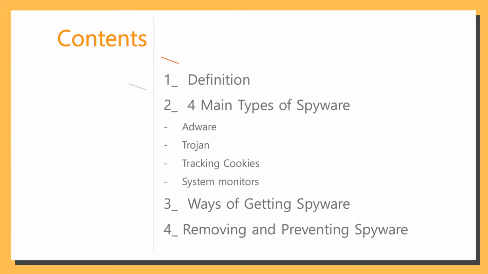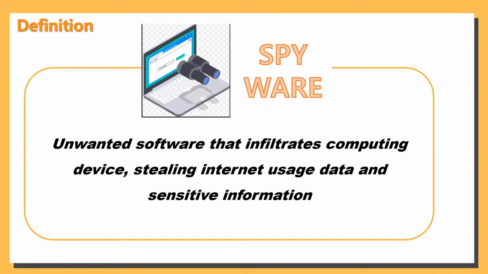So what is spyware? Spyware is unwanted software that infiltrates a computing device, stealing internet usage data and sensitive information. Spyware is classified as a type of malware or malicious software designed to gain access to or damage a user's computer, often without the user's knowledge. Spyware gathers personal information and relays it to advertisers, data firms, or external users.